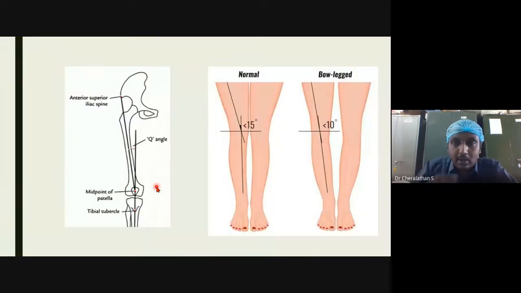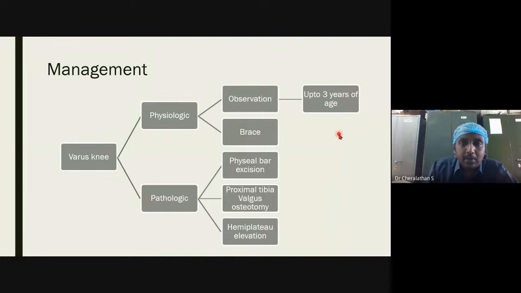Now, again here you can draw the Q angle. If you could recollect, the normal Q angle is 15 degrees, whereas in bow leg it goes less than 10 degrees. Or the ankles are brought together and the knees are separated apart. Okay. Now you know the diagnosis.